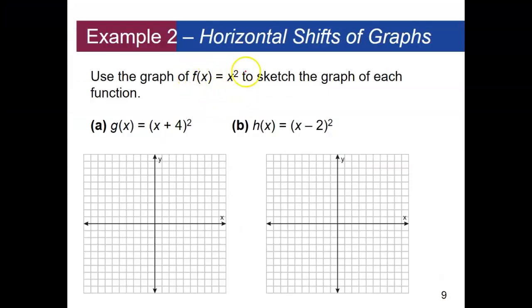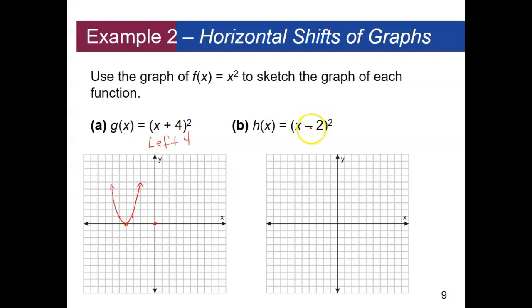Okay, so this one's another one working with x squared. If we have a plus 4 here, because it's inside the parenthesis, that's going to send it to the left 4 units. So where it would have normally started here at the origin, it's going to send it left 4 units. So our graph is going to be sitting over here like this.